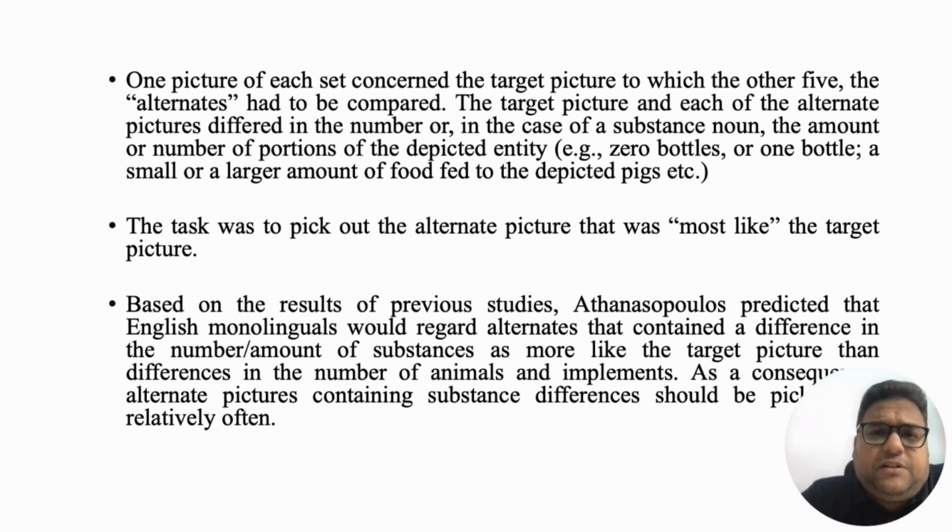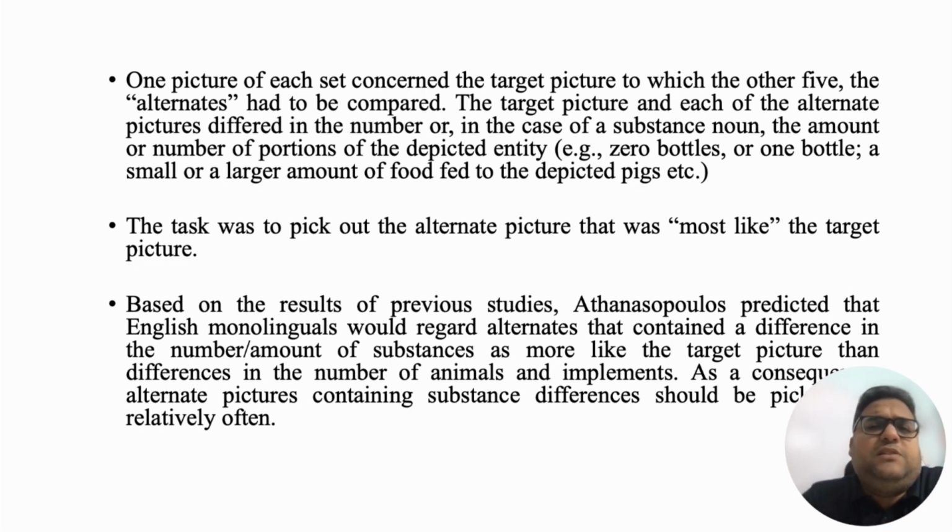The target picture and each of the alternate pictures either differed in number, or in the case of a substance noun, the amount or the number of portions depicted in the entity. Say for example, there could be 4 mounds of sugar and there could be 1 or 2 pencils and so on and so forth. Now, the task that the participants were asked to perform was to pick out the alternate picture that was most like the target picture. They have to compare and basically say which alternate picture is most similar to the target picture.